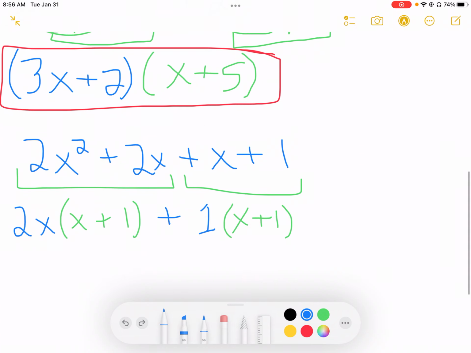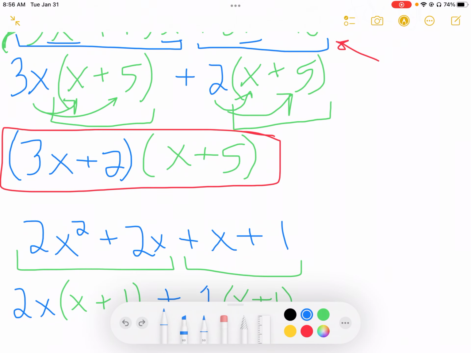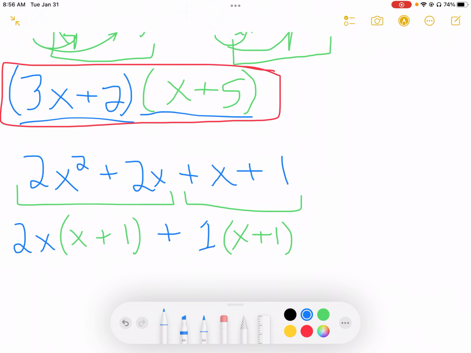So then if I write my final answer for this, I do the same thing that I did up here, right? What did I do up here? I had this first term, 3x, and then I had plus 2. And I wrote that in my first parenthesis right there. And then I wrote x plus 5 in the green. So if I want to do this, I follow the same pattern here. I do the same thing.